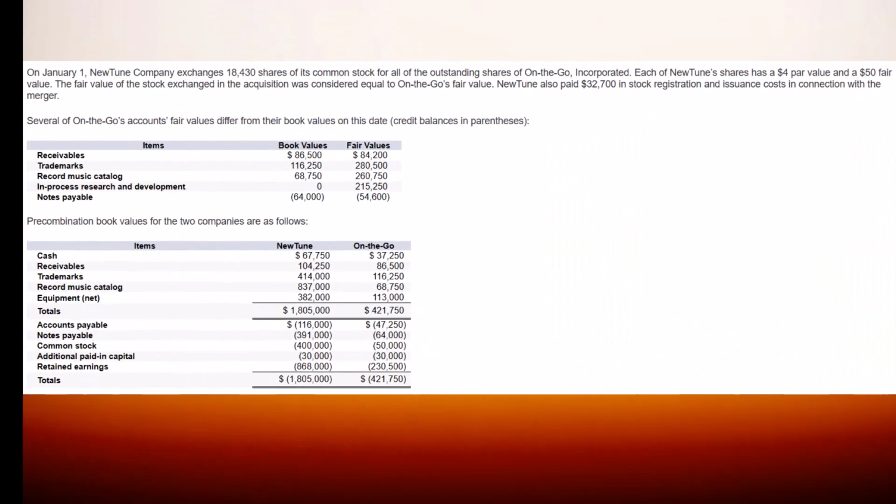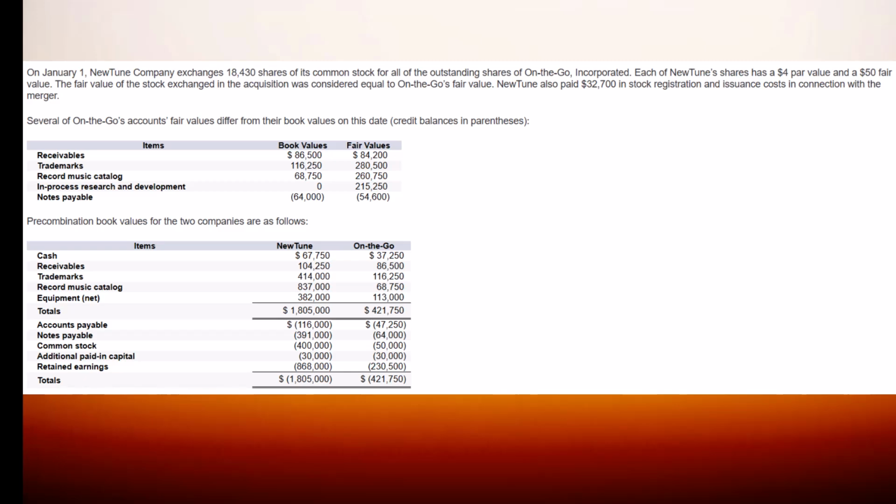Let's get started. First, let's analyze the transaction. On the 1st of January, Newtune Company issues 18,430 shares of its common stock to acquire all of On the Go. This is a stock-for-stock acquisition. The first crucial step in any business combination is to determine the price paid, or what we call the fair value of the consideration transferred.